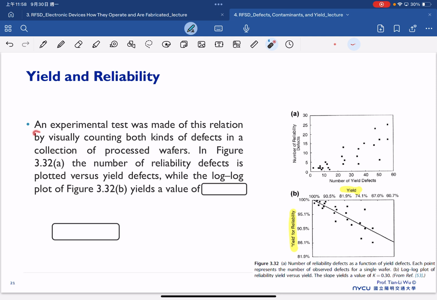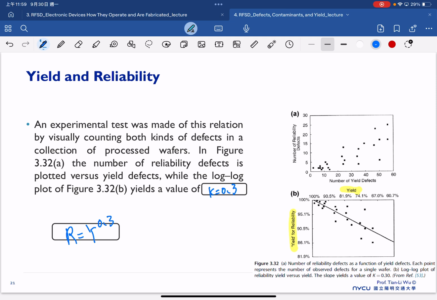So an experimental test was made of this relation by visually counting both the defect count in collecting the process wafer, and the number of defects, plotting versus the yield defect in the log scale. So yield came out with K equal to 0.3. So in the end, we have the reliability is equal to yield to the power of 0.3. Something like this.